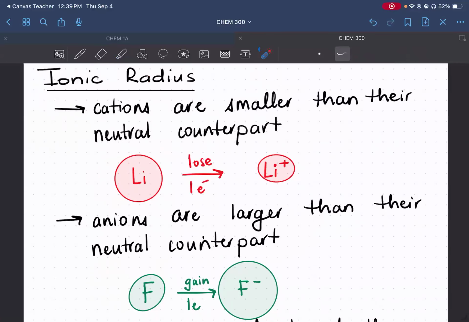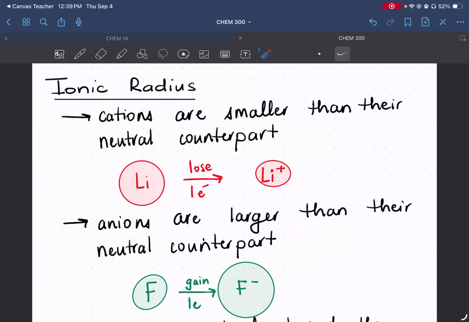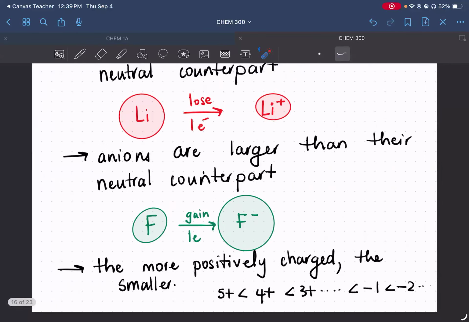When we speak about ionic radius, there isn't an explicit trend. It just depends on the charge. Generally speaking, cations are smaller than their neutral. Anions are larger. The general rule of thumb is the more positively charged, the smaller.